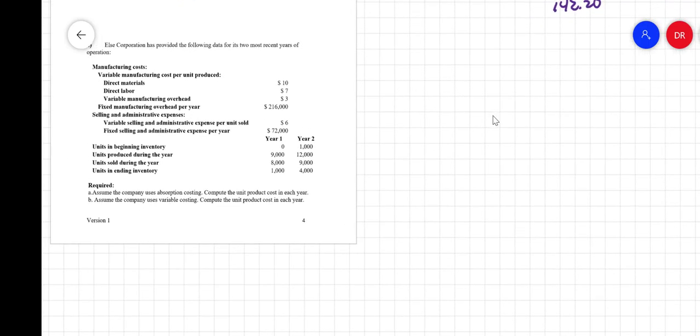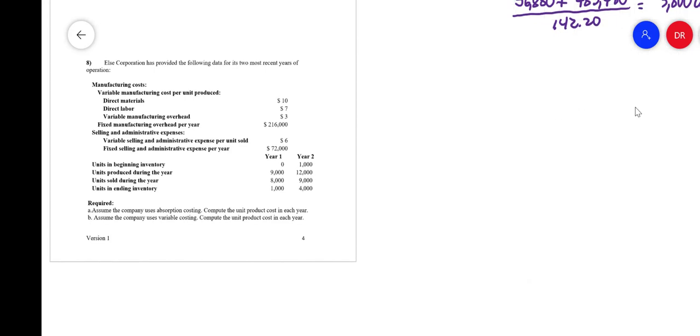For number 8, we move on to chapter 6, and it says here that ELSA Corporation has provided the following data for its 2 most recent years of operation. They give us variable expenses like direct materials, labor, and overhead, fixed overhead, variable selling and admin, and then fixed selling and admin. And then they give us the production for each year and the sales. Assume the company uses absorption costing and compute the unit product cost in each year.